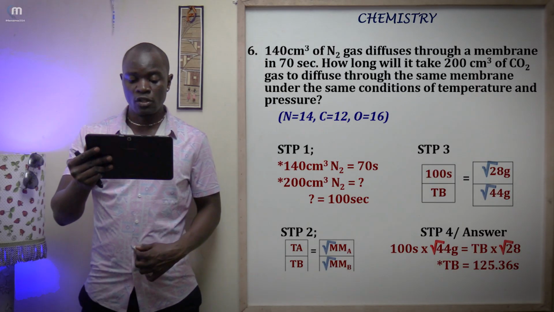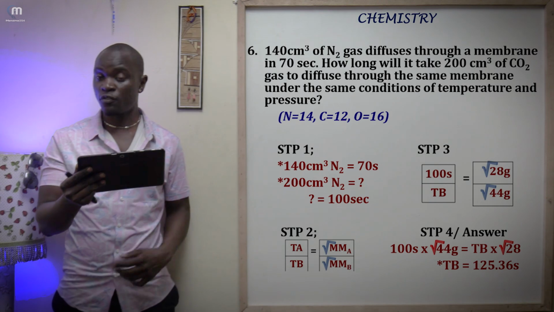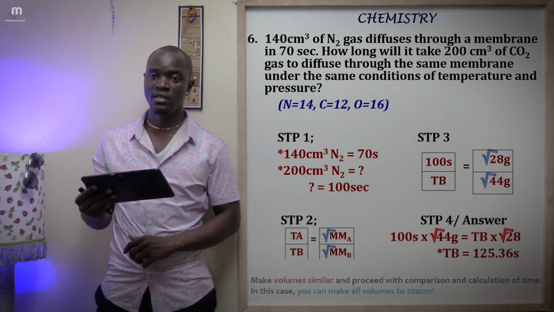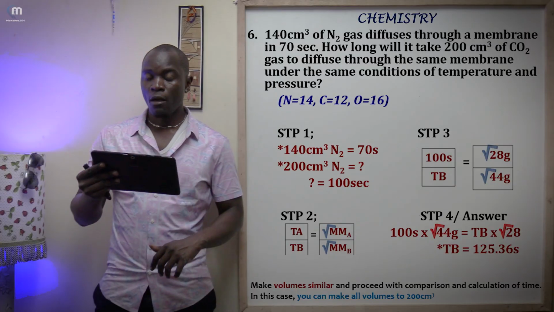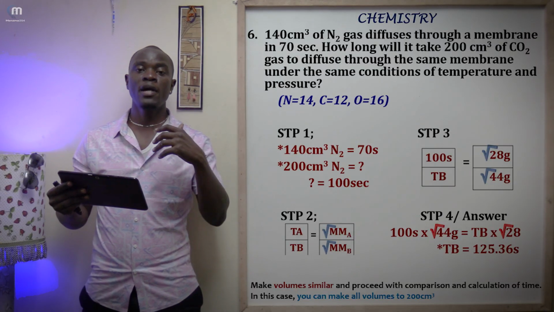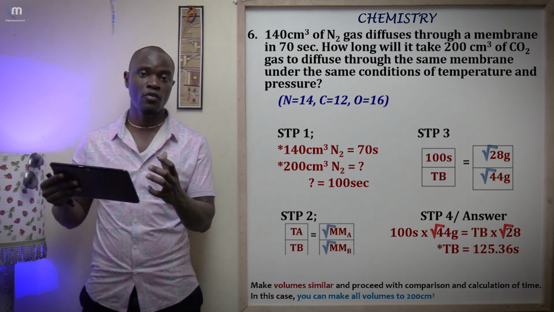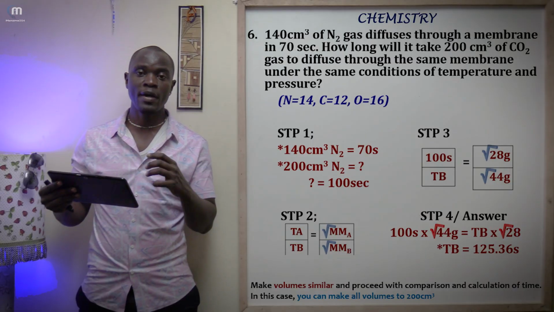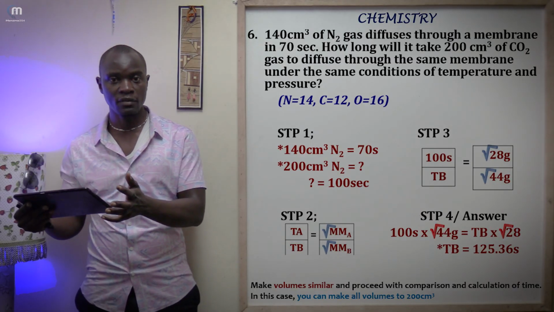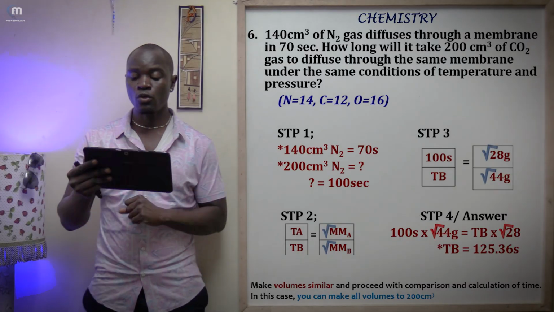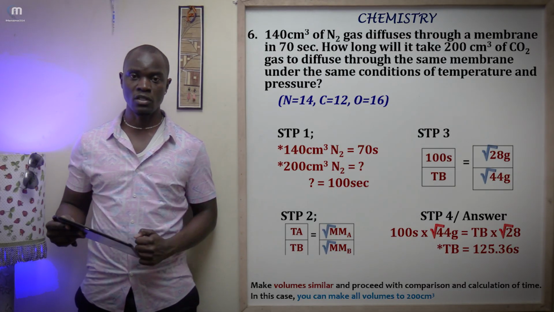So we have been told that nitrogen is 14, carbon is 12, of course, and oxygen is 16 grams. So now, what we have been asked to compare with is carbon 4 oxide. So we are comparing this nitrogen with carbon 4 oxide. So for the carbon 4 oxide, you have been told it is 200 centimeters cubed.